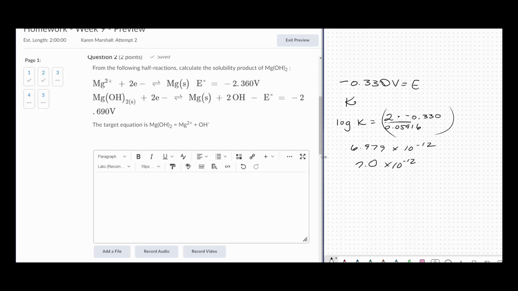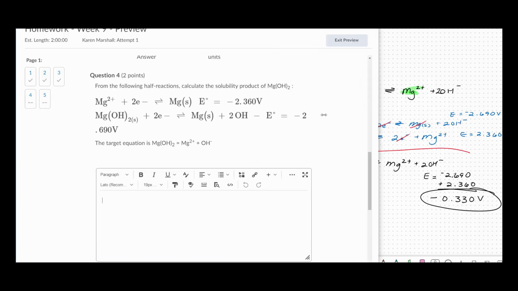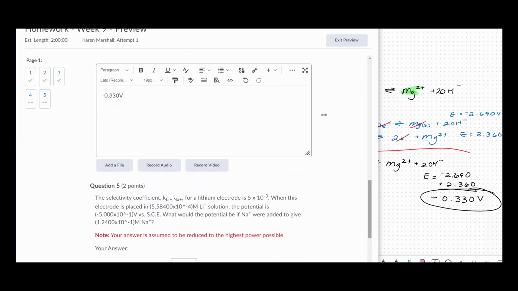If you want to have 3 significant digits, that's okay. I'm not going to count you off for it. 6.98 times 10 to the negative 12, but that is the value of the K that we're looking for in this problem. So that's what you would write in this box, hopefully giving me some work. I take handwritten work all the same, so don't feel like you need to type it all out.